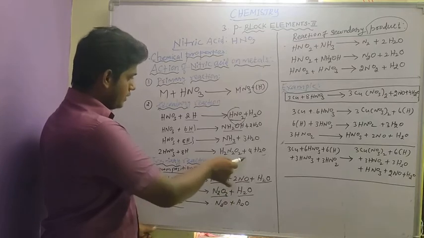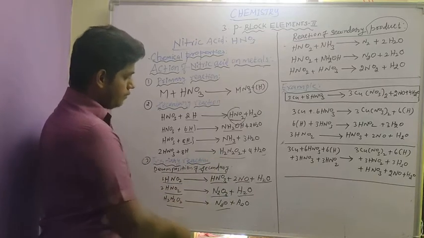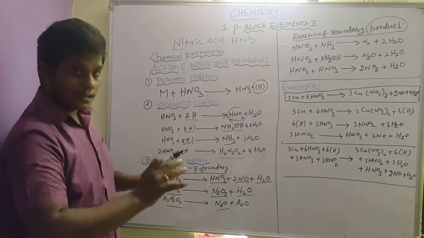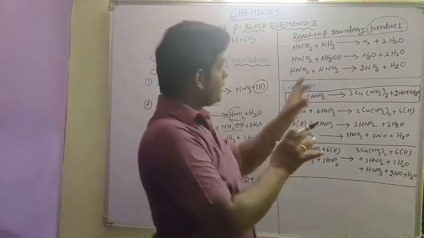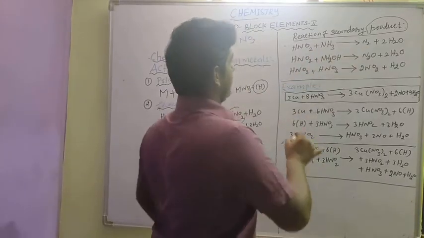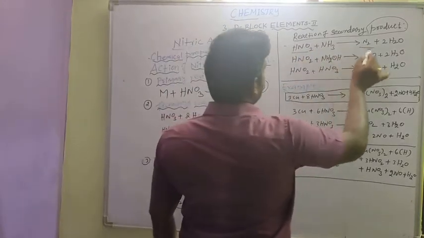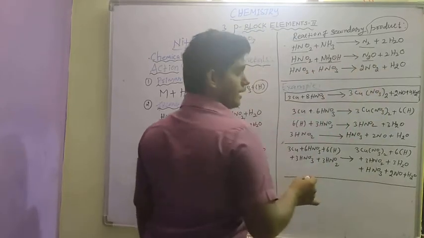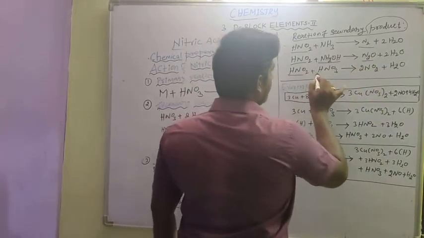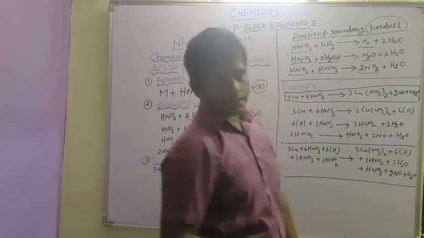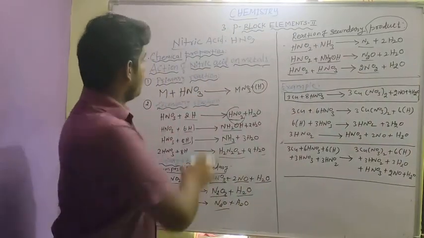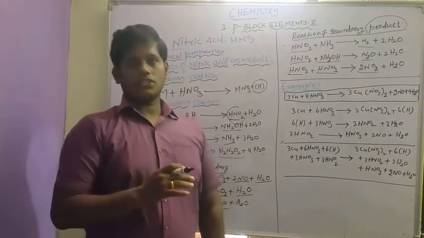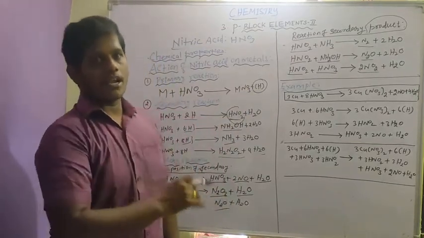Also H2N2O2 produces NO2. So these are the decompositions of the secondary reactant. Also, this secondary reactant forms the product. So HNO2 forms N2, HNO2 reacts with hydroxylamine to form N2O, dinitrogen oxide, and HNO2 forms nitric acid to form nitrogen dioxide, NO2. So these are the three steps involved in the reaction of metal with nitric acid.